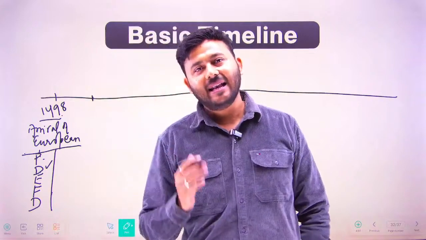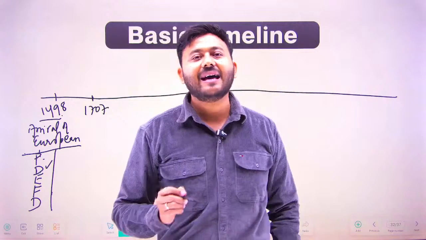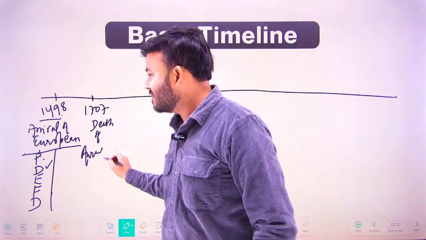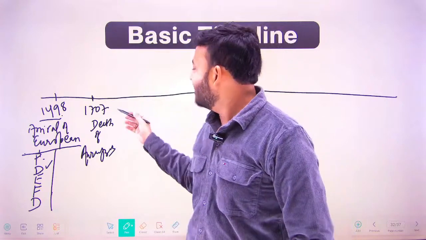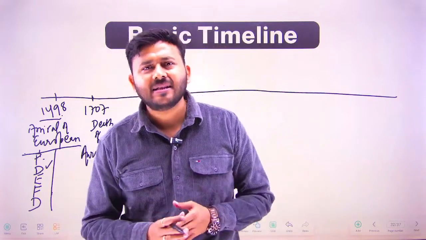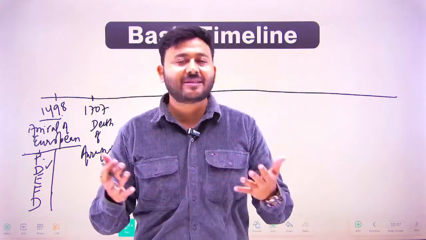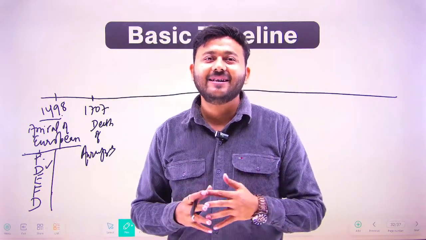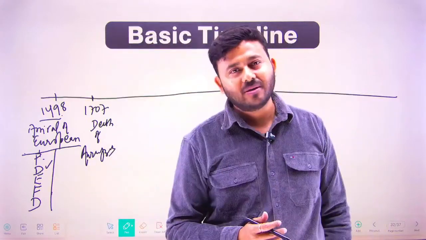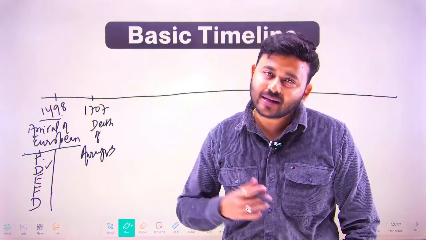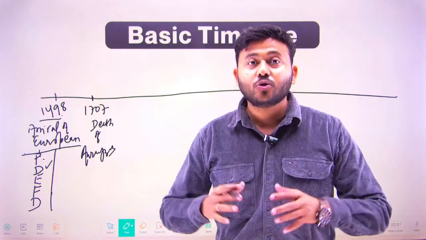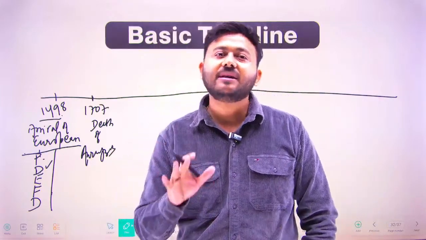1498, after 1498, let's put 1707 as the landmark. Death of Aurangzeb. Why it is a landmark? Because after the death of Aurangzeb, later Mughals period starts, because as such the Mughals were not quintessentially powered so as to rule over complete India. Why I am saying this? If you look at the Mughal rulers, if you ask a question to me, sir, who is said to be the greatest Mughal ruler? It is nothing but Akbar. But when it comes to territorial expansion, Mughals reached its climax during the tenure of Aurangzeb.